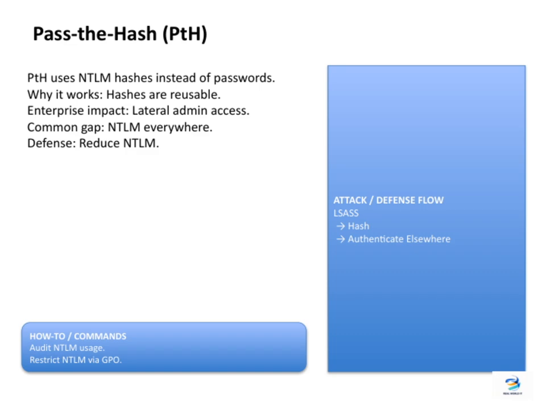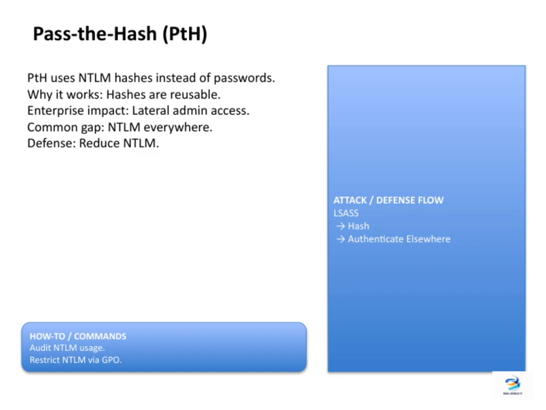A critical point here is pass the hash, or PTH. Attackers leverage NTLM hashes instead of plain passwords. The reason this works so well for them is that hashes are reusable. If they capture a hash, they can reuse it on other systems without needing the actual password. This has a significant enterprise impact because it enables lateral admin access. Once an attacker has a single hash, they can move across systems more easily, escalating their privileges.